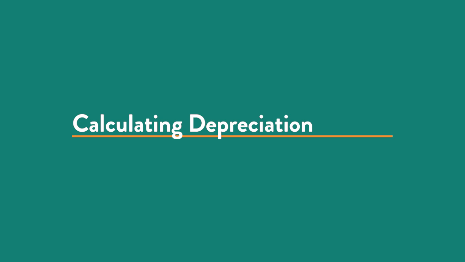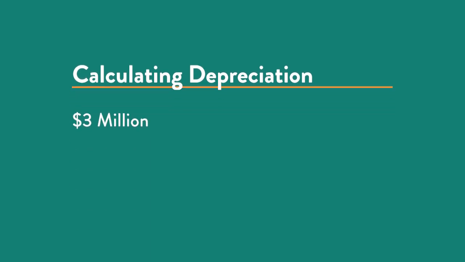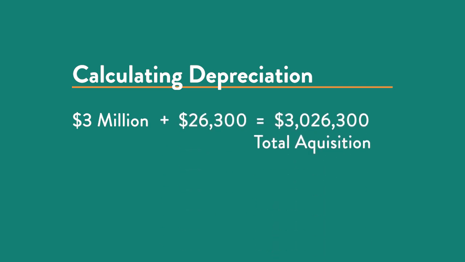First, remember that land cannot be depreciated. So we only depreciate the building and the expenses incurred in purchasing that building. The purchase price was $3 million, and the closing costs were $26,300, making the total acquisition cost $3,026,300. Since the land represents 30% of the value, we can only depreciate the remaining 70%.